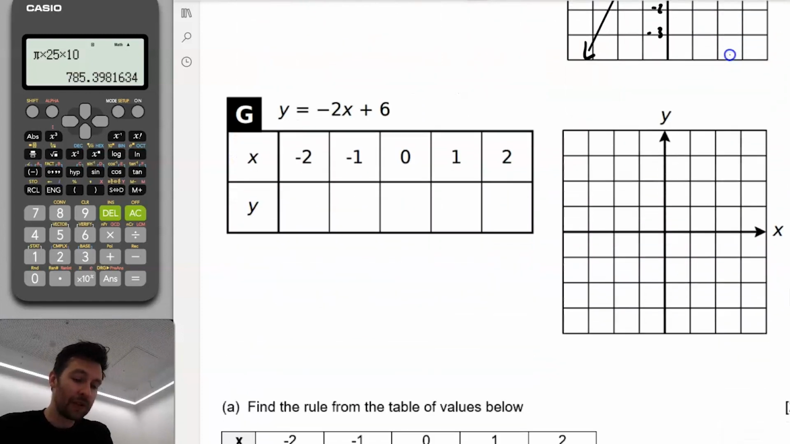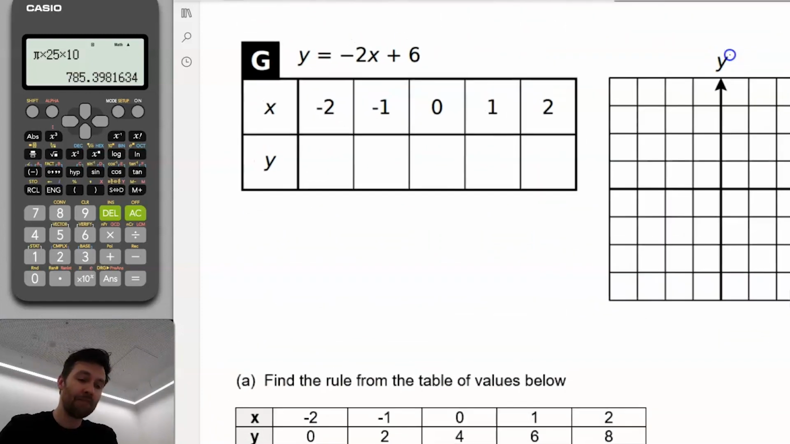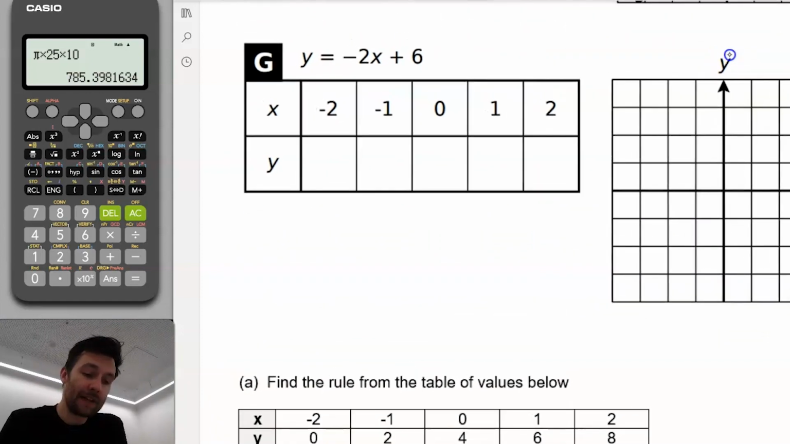Okay, now we'll just do the table of values for this next one. So what we want to do is find our y values with this rule. So it's -2 times x plus 6. It's a bit of a different one this time. Let's again start at 0. -2 times 0, still 0. And then plus 6 is going to be 6.